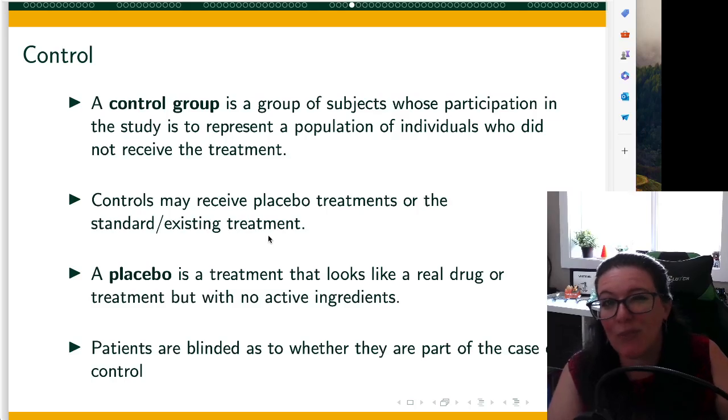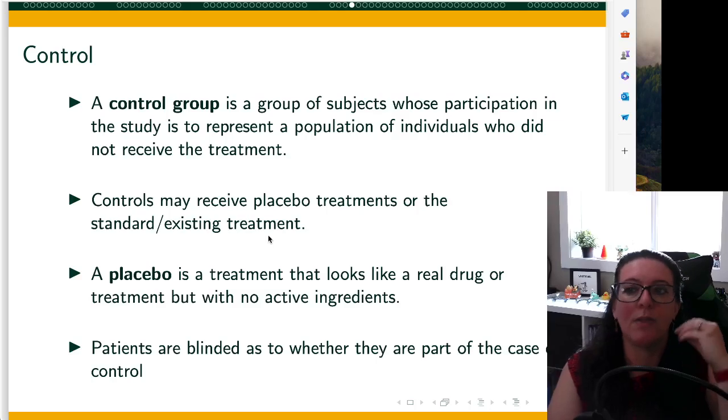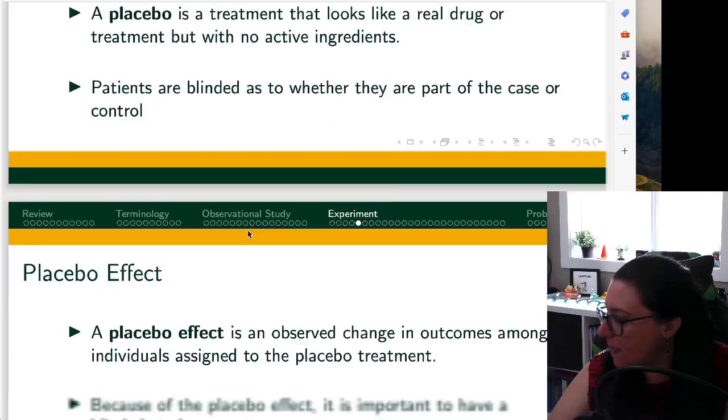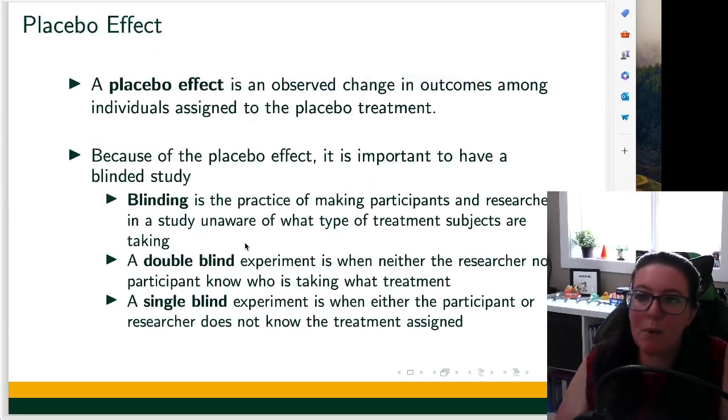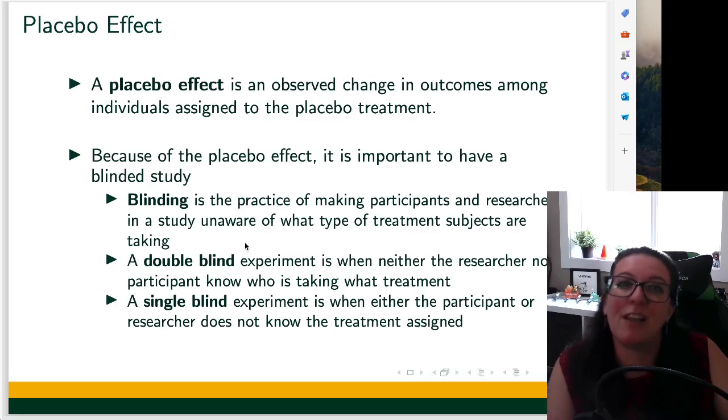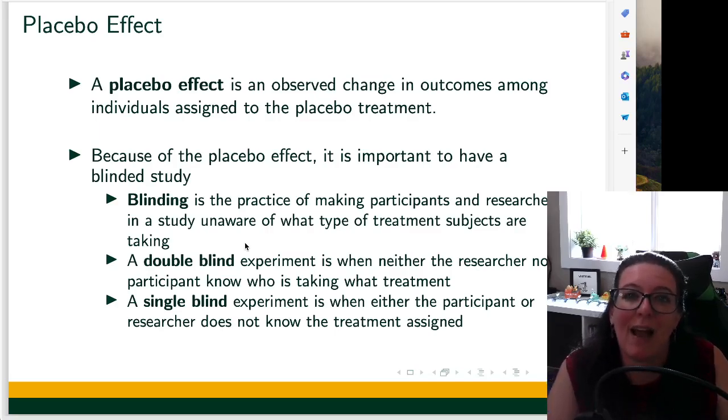As I said, because you don't want the confounding variables of changing their mind, their perceptions, how they act otherwise. Okay, so the placebo effect is the observed change in outcomes among individuals assigned to the placebo group. So sometimes when you give people a solution, even if the solution itself is not effective, because people feel like they have a solution, because they feel like they have something, they will see a result.